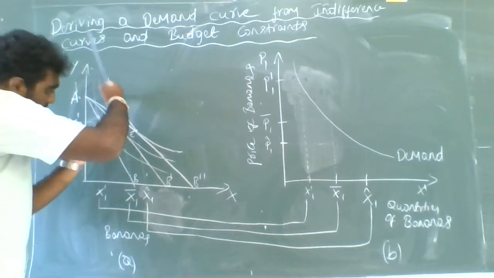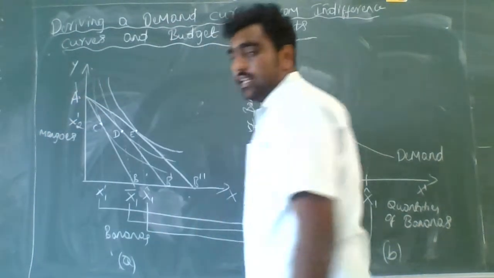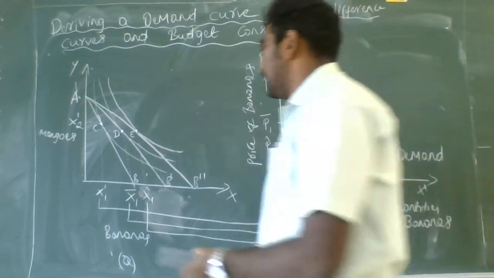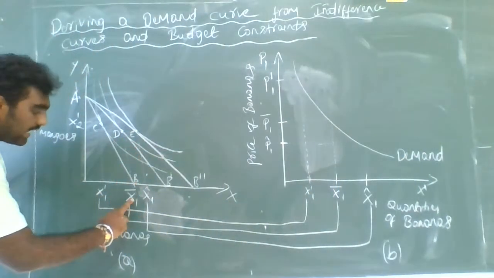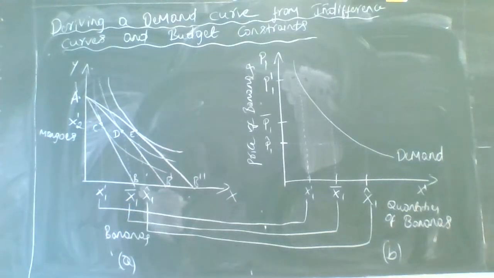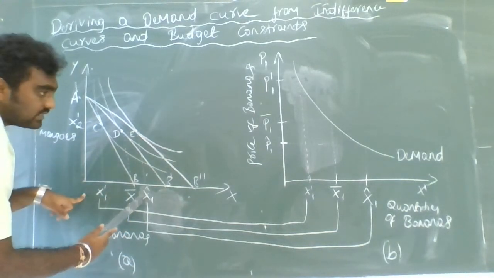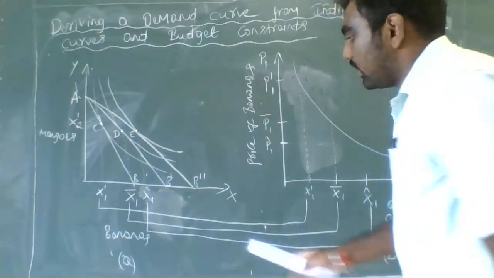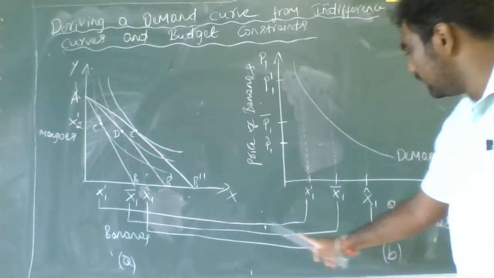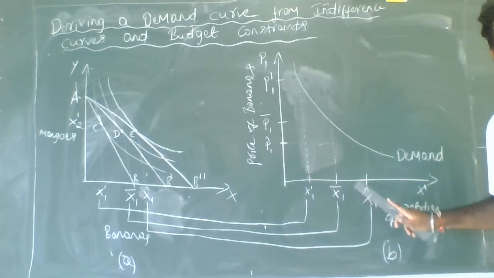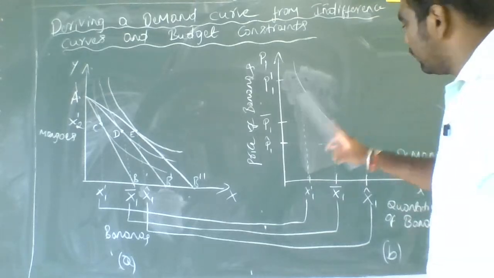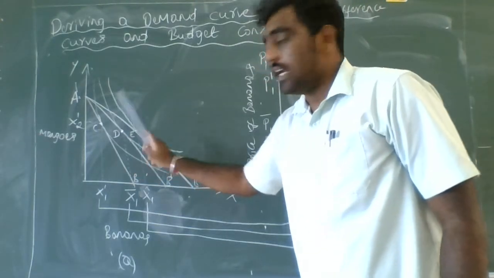Then you got another indifference curve. The point which is tangent to the budget line was selected as the next quantity, that is x bar 1, which is exactly equal to this quantity. Guys, getting my point? How are we deriving a demand curve with the help of the indifference curves and budget line?